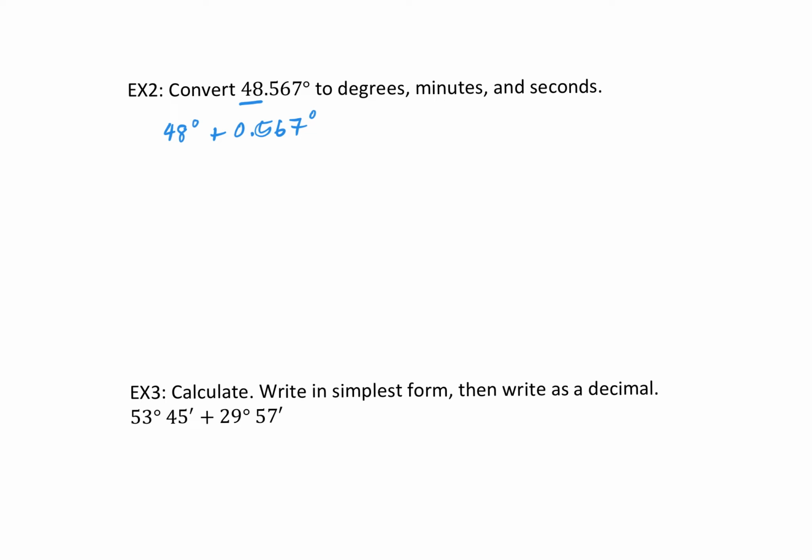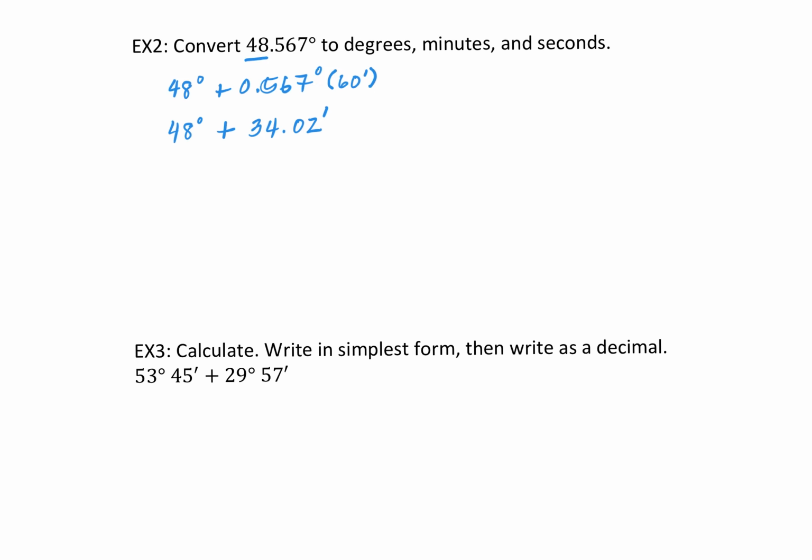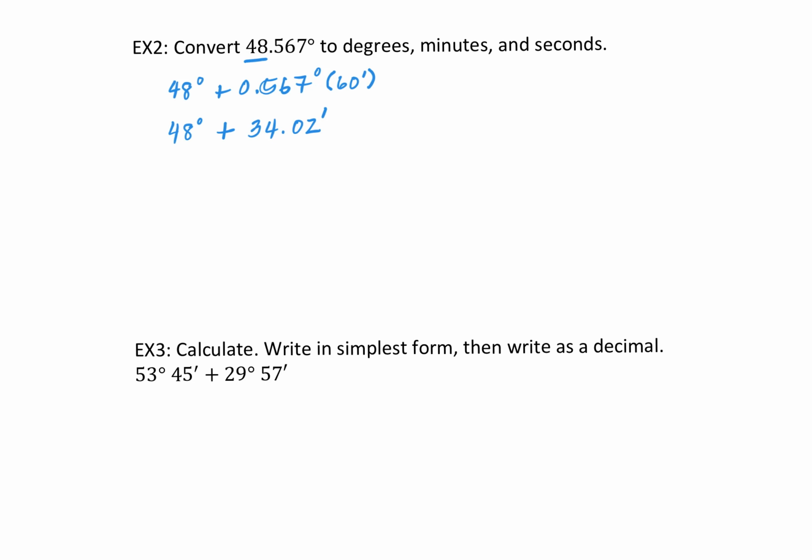So if each degree is 60 minutes, then instead of dividing by 60 like we did in example 1, we're going to multiply by 60 minutes. So that would give me 48 degrees plus, and when I do the math here, I get 34.02, and that's minutes. Now notice that I have this 0.02 on the minutes. That tells me that I can actually break up my minutes into 34 minutes plus 0.02 minutes.